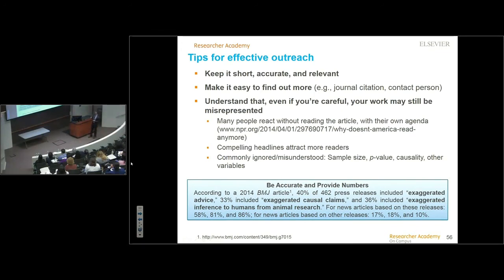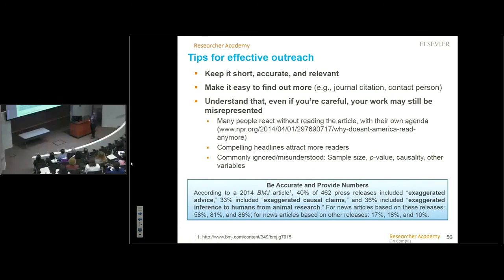Understand that journalists are very well aware that compelling headlines attract more readers. They want to make it sensational. They want to make it exciting. Anytime there's public communication of science, you have to worry about certain common misunderstandings or misrepresentations: sample size, p-value, causality, other variables. This wonderful BMJ article looked at press releases and found that 40% of those included exaggerated advice, 33% exaggerated causal claims, and 36% exaggerated inference to humans from animal research.